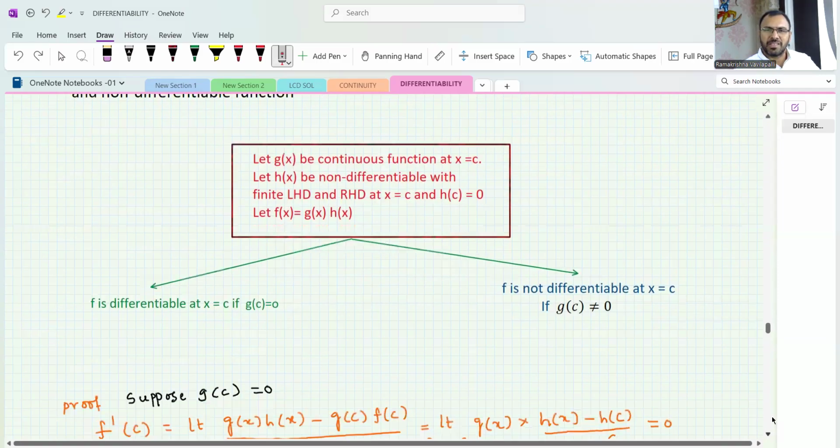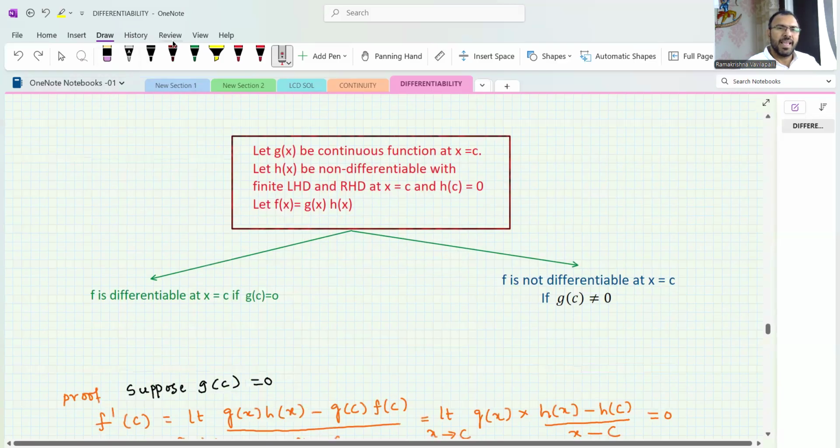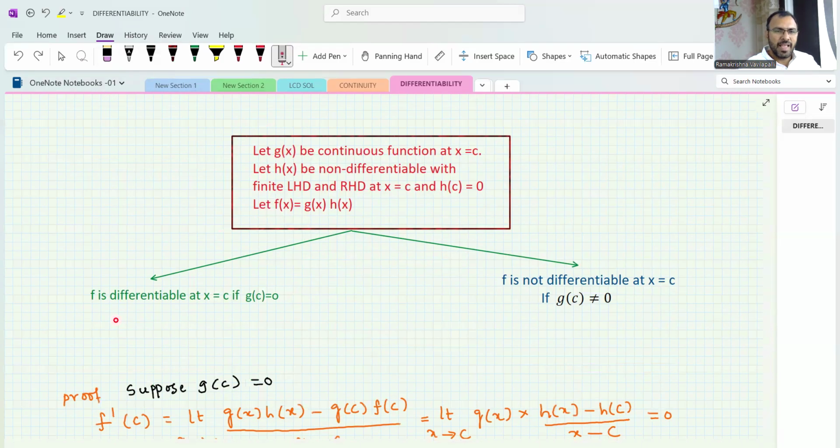Very simple technique: f is differentiable at x equal to c if g of c equal to 0.